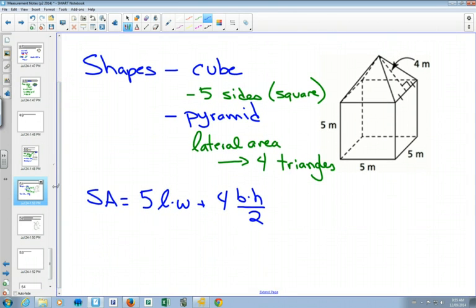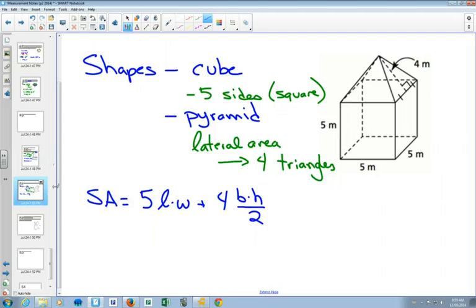The next thing we have to decide is, do we have the right information? Do we have the correct heights? Do we have to do some a squared plus b squared equals c squared? Or is everything here so that we can plug things in right away and solve it? Do we know the length and the width of the cube? Yes. Do we know the base of the triangle? Do we know the correct height for the triangle? Yes, because if we look here, the dotted line is the slant height, which is going to be the correct height for the triangle.